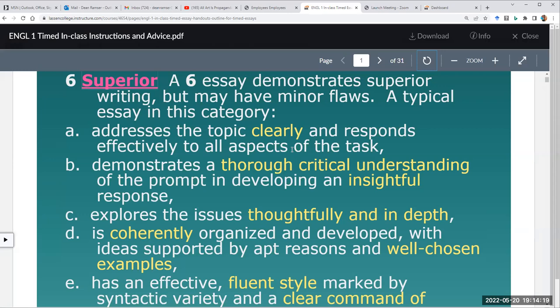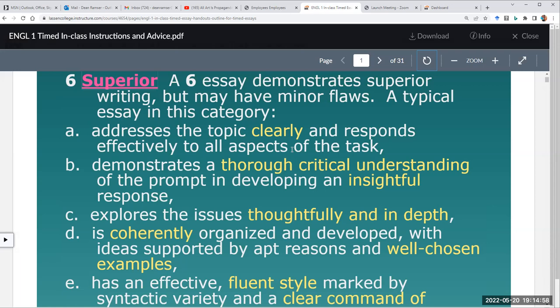A superior essay is going to address the topic clearly, and your prompt for the in-class essay is going to give you a brief two, three, or four sentence scenario, and then it's going to ask you specifically to do something in response to it, either to cite examples or to give some personal opinion or to state, do you agree or disagree? So you need to address the topic clearly in your response, and a superior essay is going to do that.